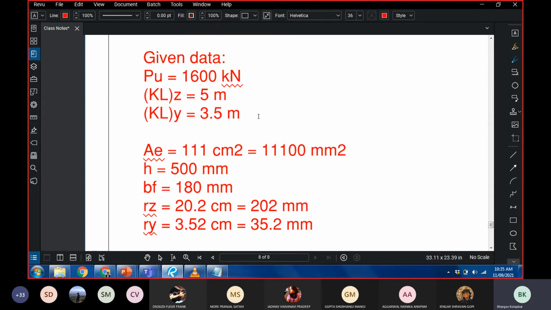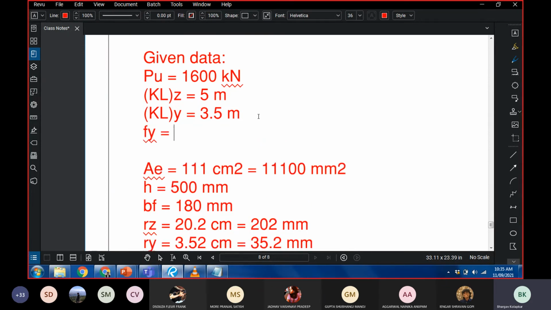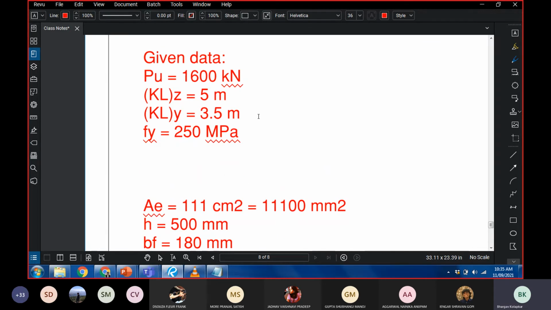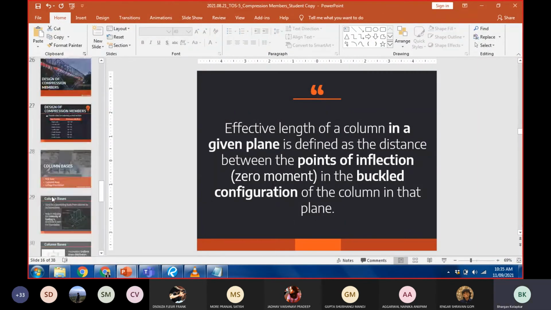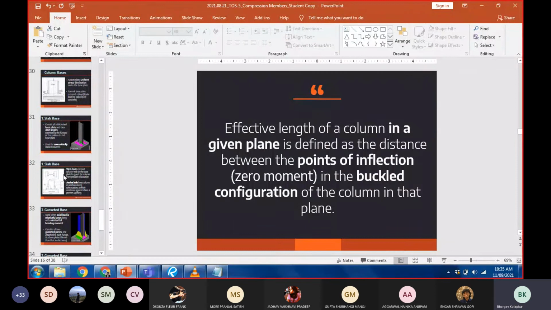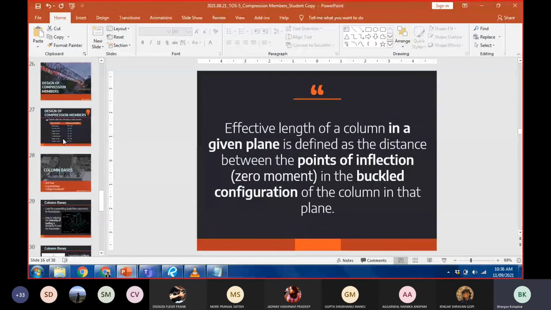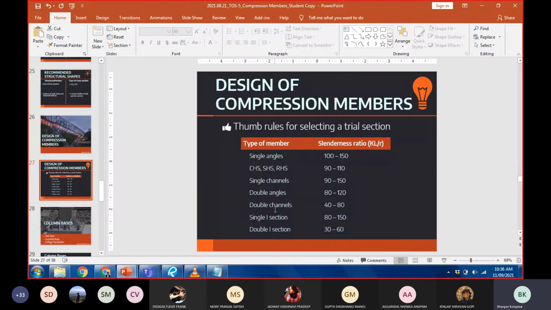The next data that we have is Fy equal to 250 megapascals. Now we want to find out a column section that will resist this actual load. So how do we start? If I go back to the presentation, we are going to use the most commonly used section, that is the I section.